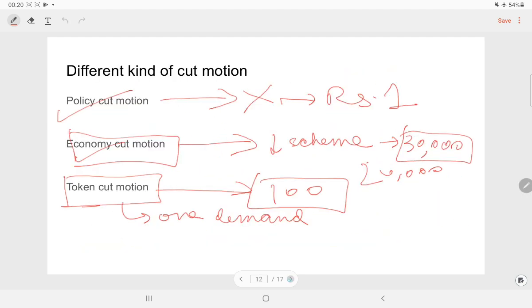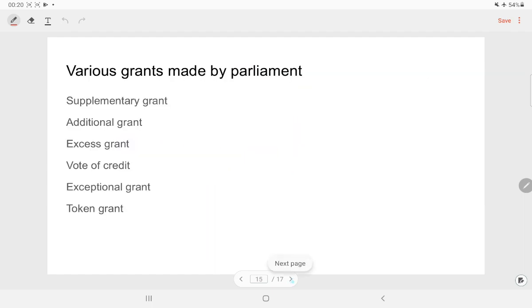Moving on, we now come to some grants also, because there are various grants besides this budget in our constitution. These are different grants in addition to the budget, which contains the ordinary estimate of income and expenditure of a financial year, and various other grants are made by parliament under extraordinary or special circumstances.